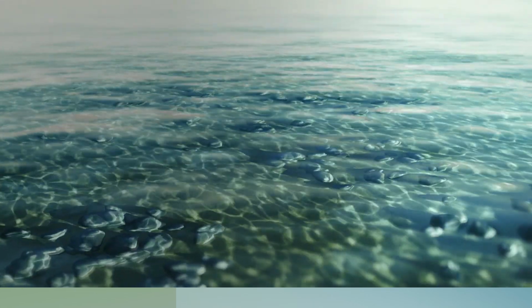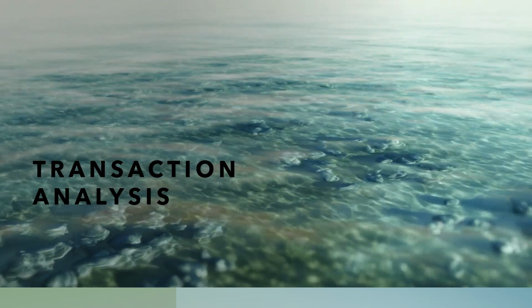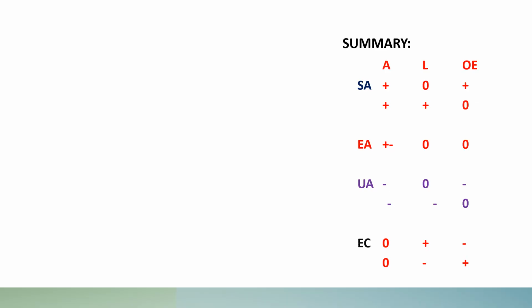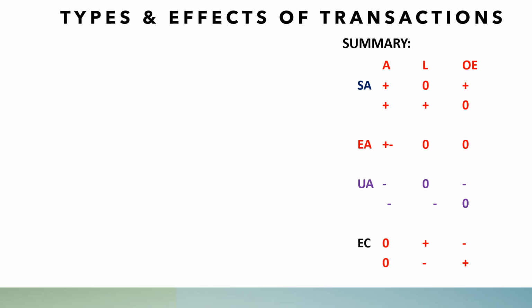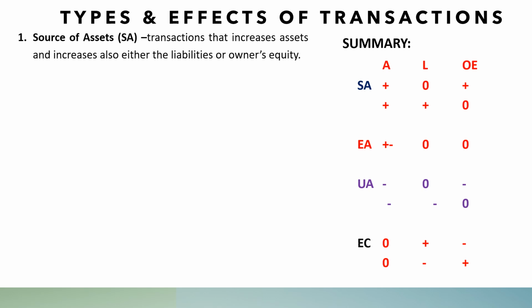So this video is a discussion on transaction analysis. Before we analyze transactions, let us introduce and be familiar first with the types and effects of transactions. The first type of transaction is what we call SA, which stands for source of assets.